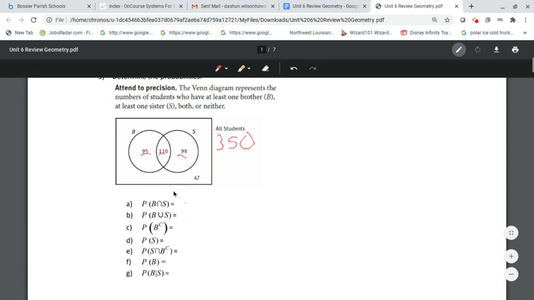All right, so not B. So not B will be everything except B. So everything except B will be 98 plus 47. So you will add 98 plus 47 and divide by 350.